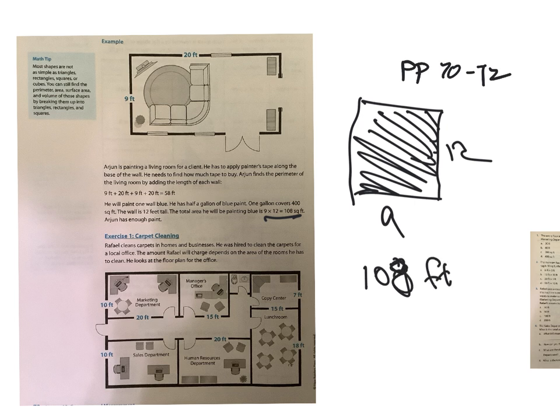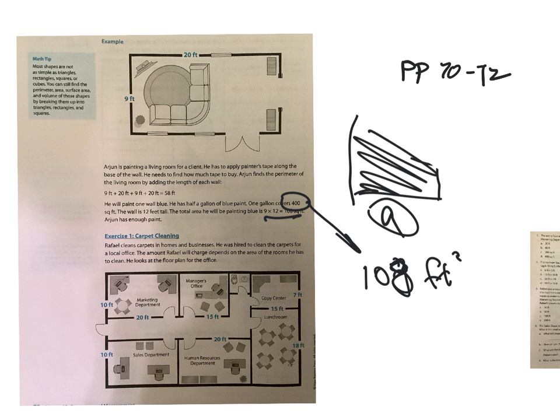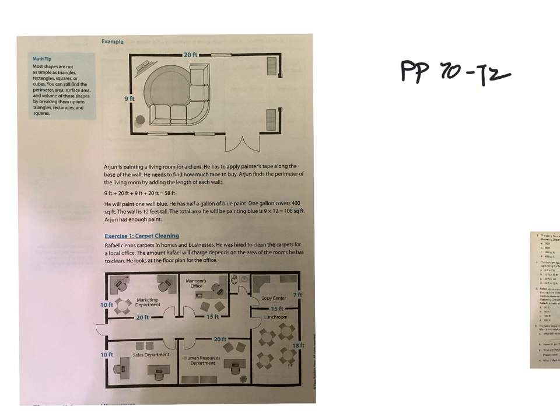Square feet. Remember, I'm putting a 2 up there because I multiplied those two numbers. The half gallon that he has covers 400. Does he have enough paint to paint 108 square feet? Yes, he does. So painters use this area calculation all the time to find out how much paint they need to buy in order to paint the room or the house that they're painting.